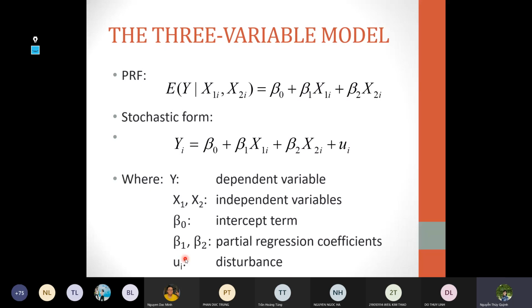And for this, what will be the sample regression model of a 3-variable regression model? What will be the corresponding sample regression model? What is it?